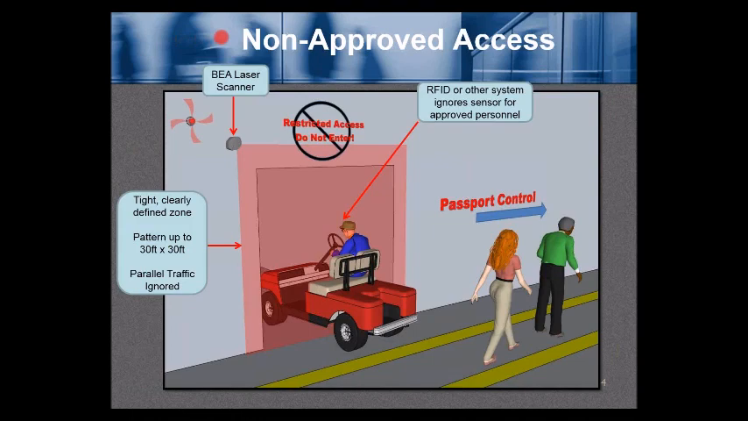Non-approved access. In this example, the laser scanner is covering this entryway. This gentleman, riding through with this cart, may have an RFID or other system that makes the sensor ignore approved personnel. It eliminates cross traffic as well. Tightly, clearly defined zone, 30 by 30 feet, with a pattern specified by the inch. It could be 10 feet 1 inch by 9 feet 3 inches. Parallel traffic is ignored.